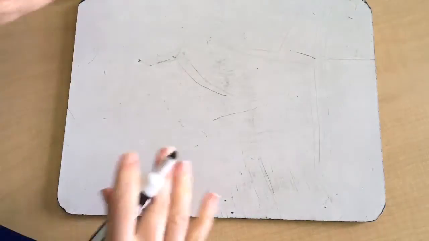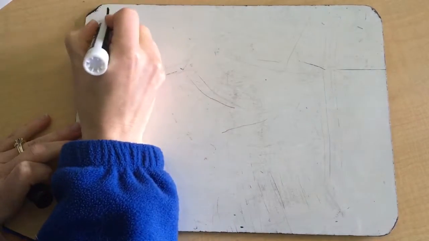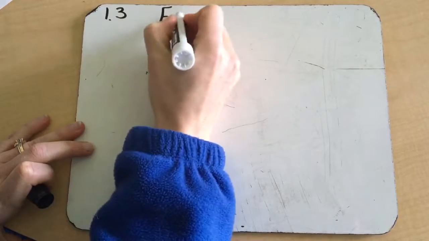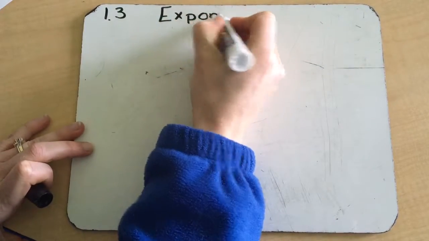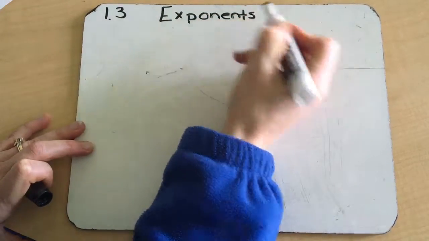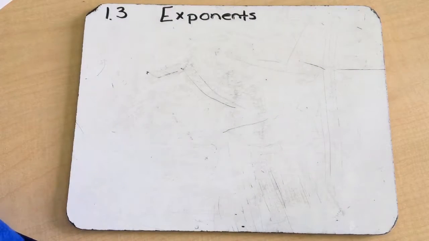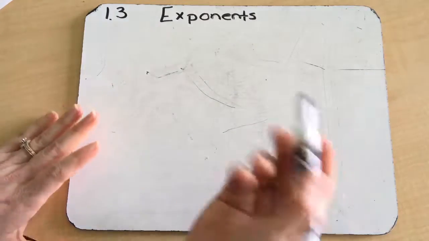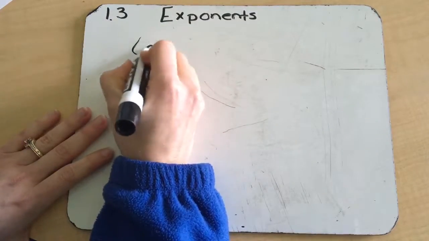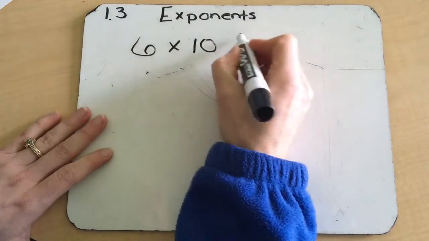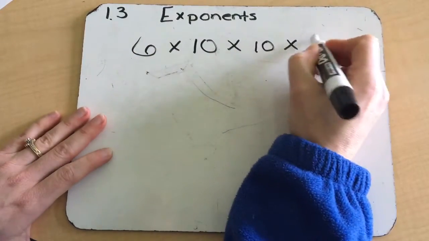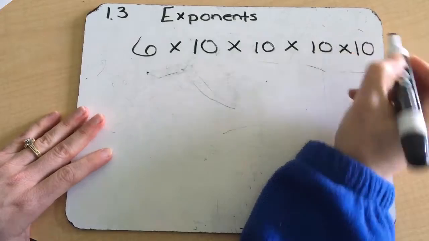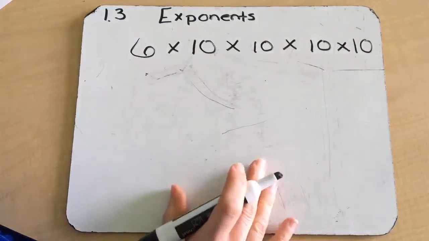All right, guys, we are on to lesson 1.3, and today we're going to learn about something called exponents. So an exponent is just a faster way of multiplying something and not having to write out the stretched idea of what we're multiplying. So for example, instead of saying 6 times 10 times 10 times 10 times 10, we could say something a little bit different.